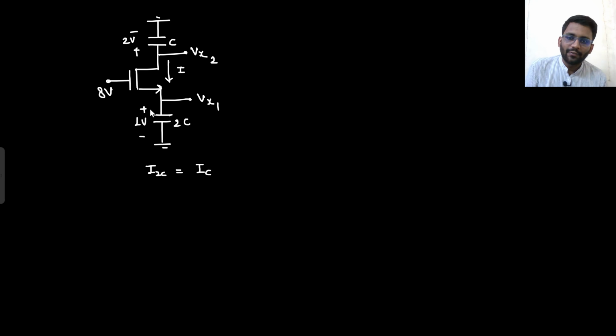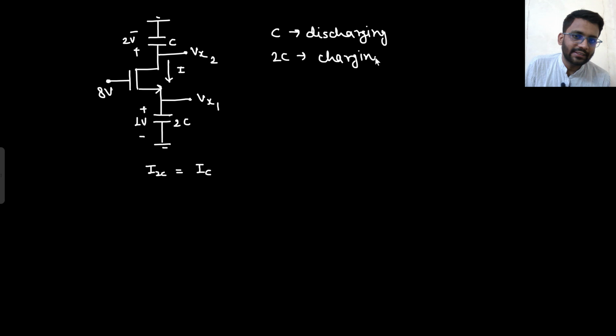Tell me one thing. If this 2C is developing X voltage, then how much voltage will C lose? Are you getting this point? C is discharging and 2C is charging. So if 2C is getting X amount of voltage, then how much voltage will C lose? Let's check that out.